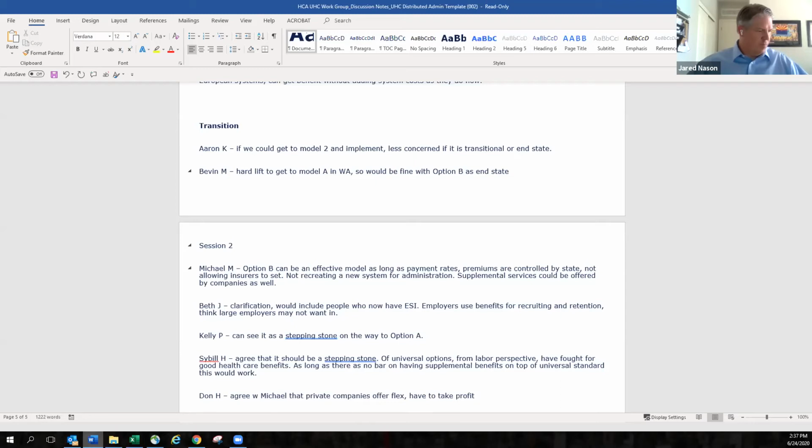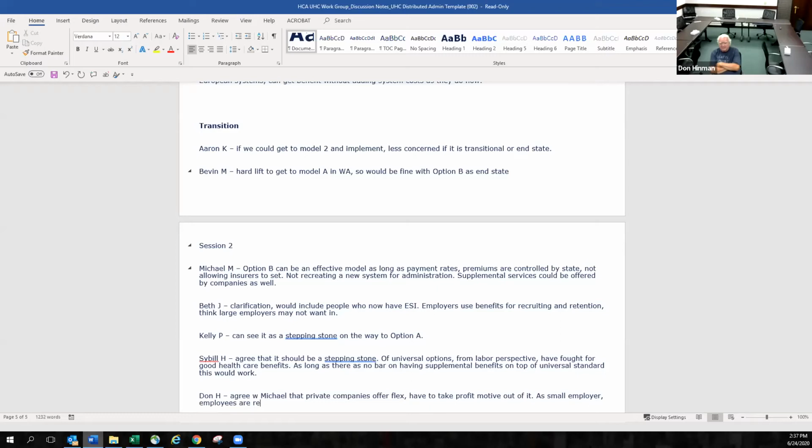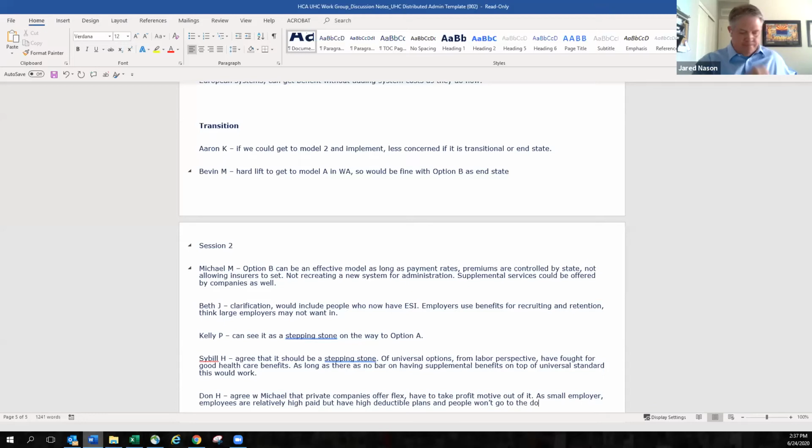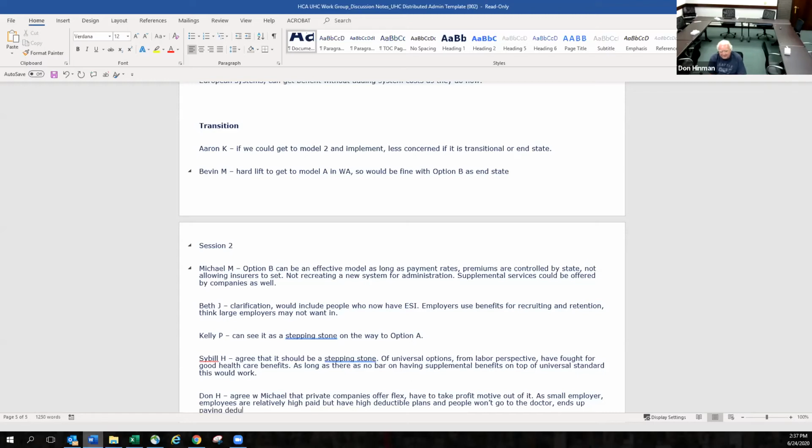But on cost sharing, I'm a small employer, and one of the big problems I have is my employees are fairly high paid, but they also have really high deductibles, and I can't get them to go to the doctor when they really need to. I've had several times where employees have used up their entire deductible, and I can't get them to pay it, so I end up paying it for them to avoid them going into collection. And I really think you have to eliminate deductibles and co-insurance.